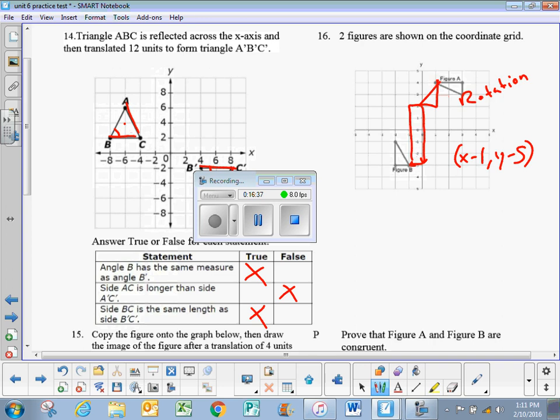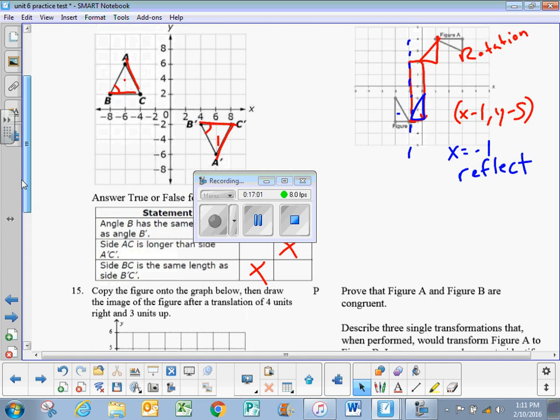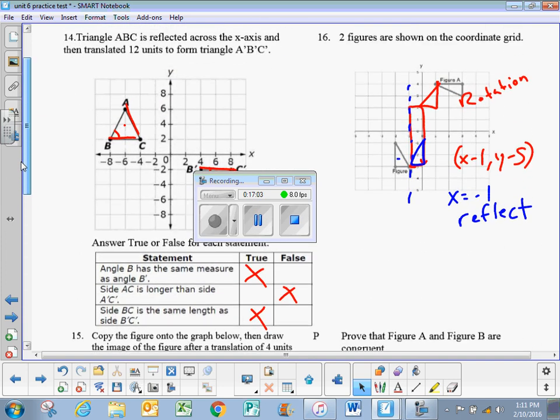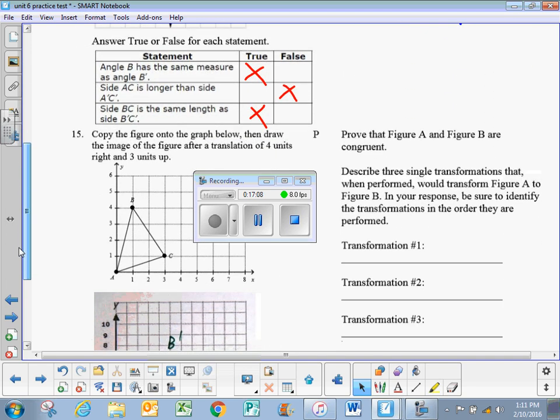Okay, so then this would be here, right? And then in order to map it right onto that, if I reflect over the line x equals -1, then it would be exactly that. So those are the three. Now you could have done it in a different order, and there might have been something you did differently, but that's what I did. Rotation, translation, then a reflection.